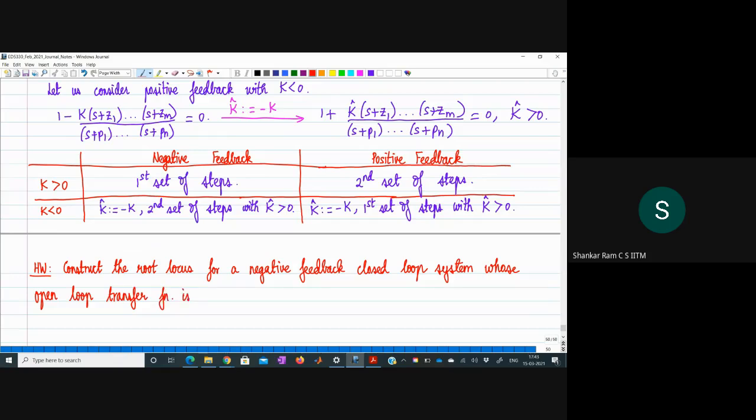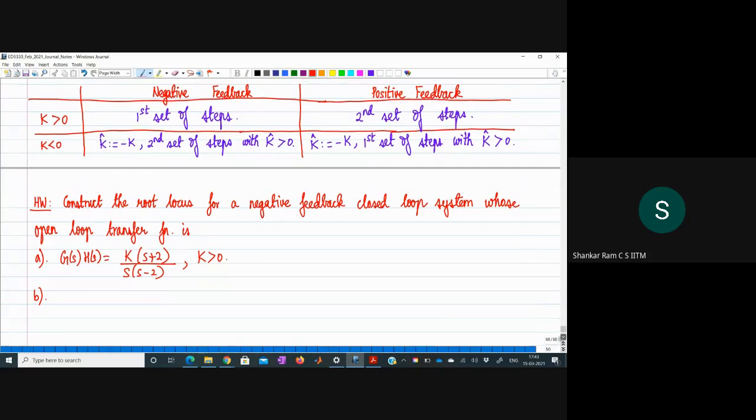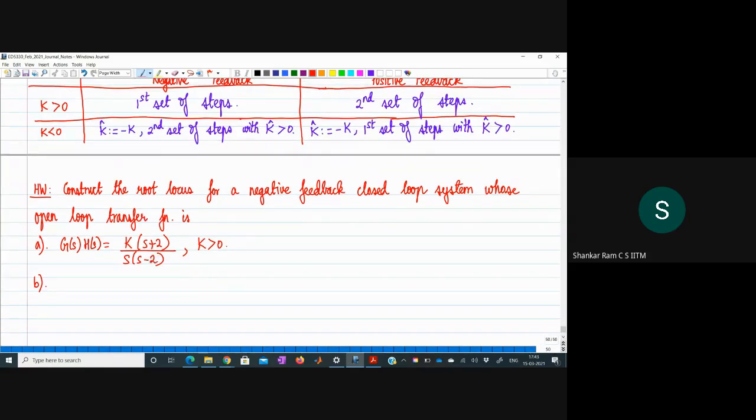I'm going to give you two problems to solve. The first problem, G(s)H(s) is equal to k multiplied by (s plus 2) divided by s times (s minus 2), and k is greater than 0. That is problem 1. In the second problem, the open loop transfer function G(s)H(s), please consider k times (s minus 1) divided by (s squared plus 2s plus 2), k being once again a positive parameter.